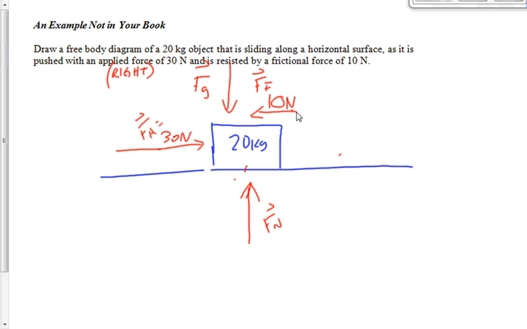All right, I'm going to have you guys draw a free body diagram now yourselves at your desk. Let's draw a free body diagram for a box that slides down a hill.